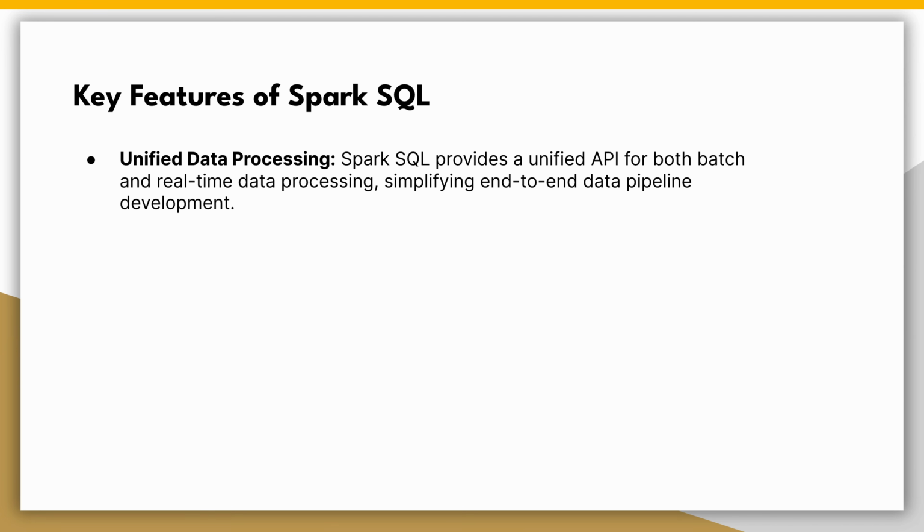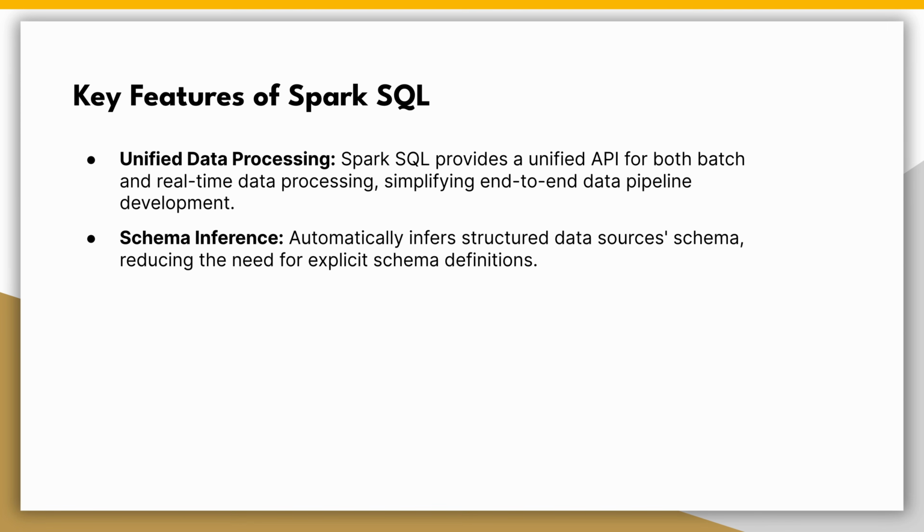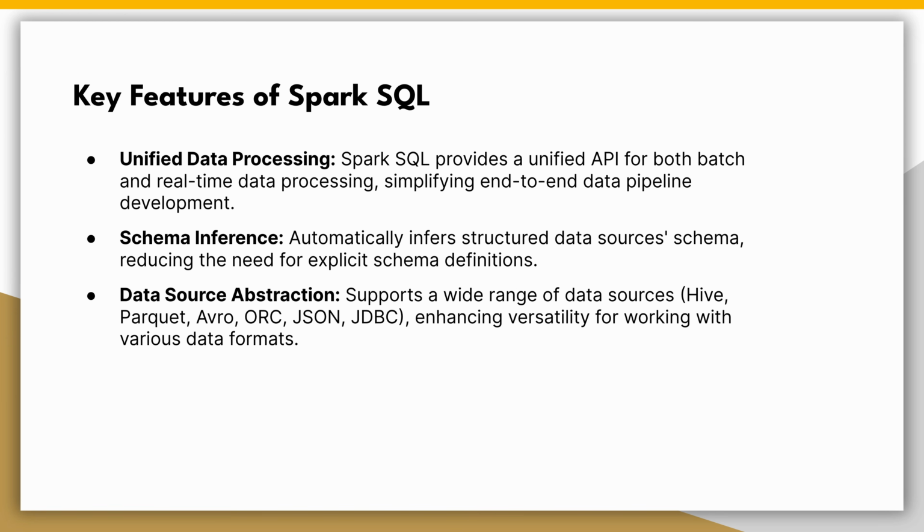Unified data processing. Spark SQL provides a unified API for both batch and real-time data processing, making it easier to build end-to-end data pipelines. Schema inference. It can automatically infer the schema of structured data sources, reducing the need for explicit schema definitions. Data source abstraction. Spark SQL supports a wide range of data sources, including Hive, Parquet, Avro, ORC, JSON, and JDBC, making it versatile for working with different data formats.